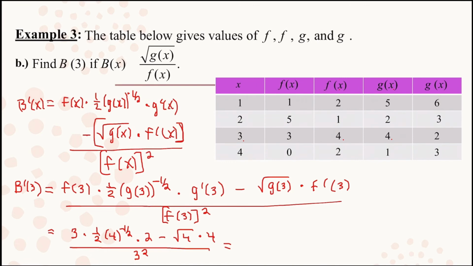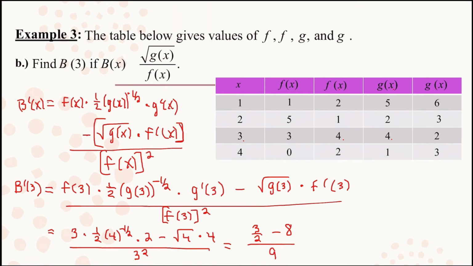So the square root of 4 is 2. So in this case, that square root's in our denominator. So it's kind of like 1/2 times 1/2, which is 1/4, times 2. So 1/4 times 2 is back to 1/2. So times 3 is 3/2. Minus the square root of 4, which is 2. So 2 times 4 is 8, all over 9.